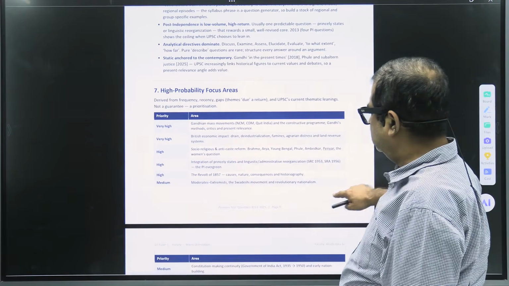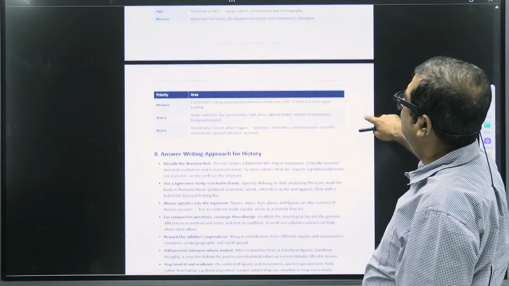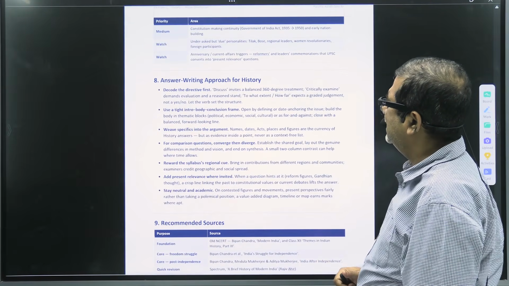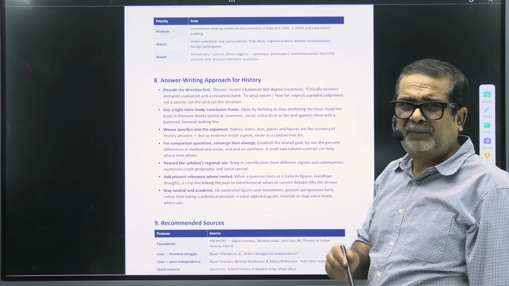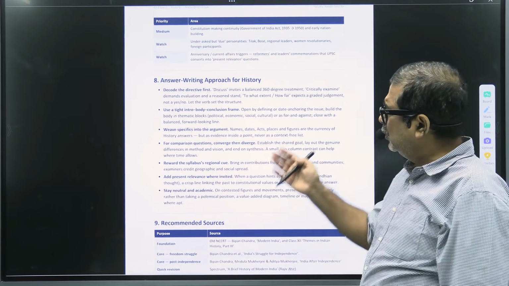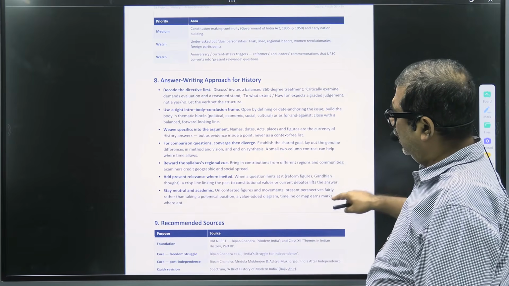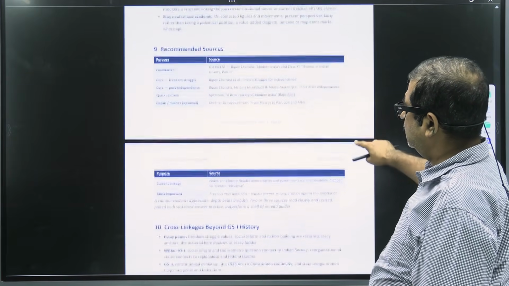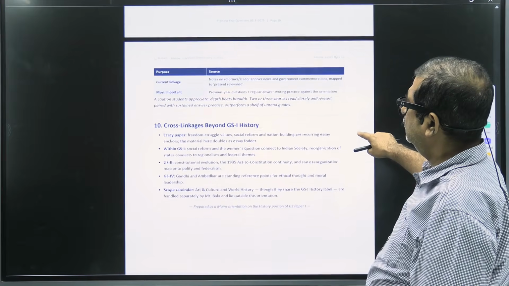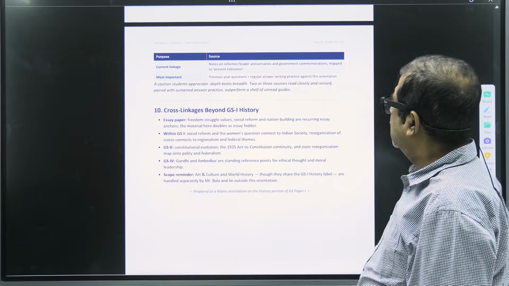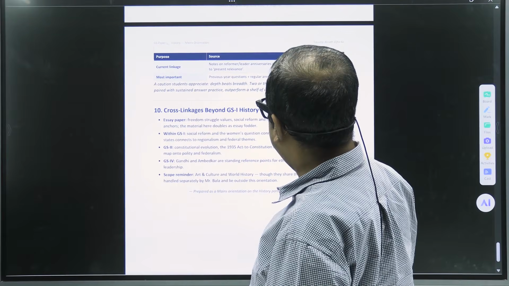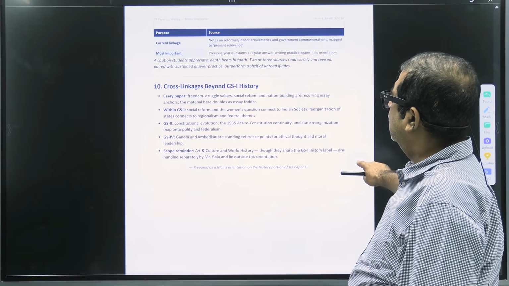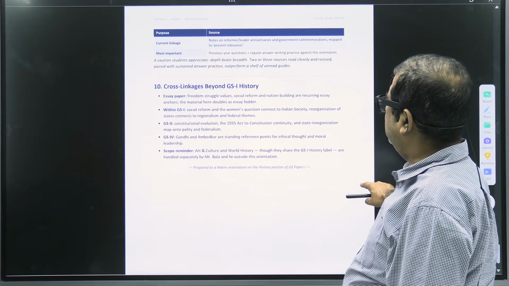But this ready-made material, answer writing approach, this I will do while framing when I will discuss modern India. Then I will do all these things with you. I help you to write the answers. One answer every day I will give you. These are the recommended sources. Cross linkages beyond GS1 history. So how it is connected with essay paper and then social reforms, constitutional evolution, Gandhi and Ambedkar, paper 4.